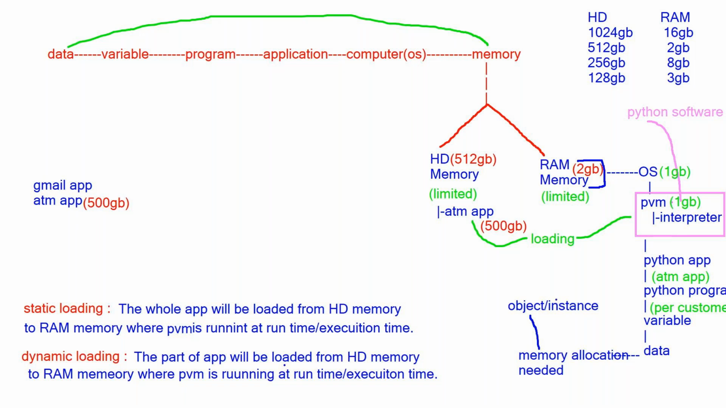Sir, why do we need to create an object? Computers can understand only zeros and ones. Computers are designed to understand only zeros and ones.